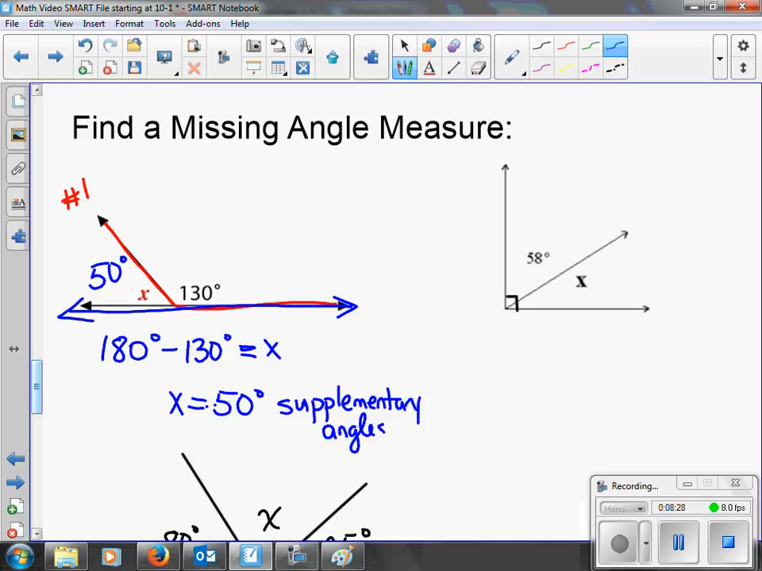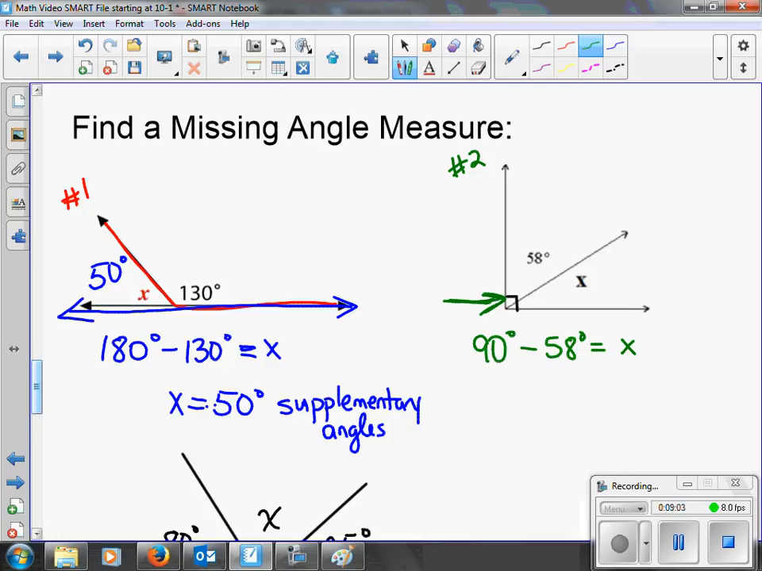Yes, you're writing everything down. Okay, this one here, number 2. Now, since I see a huge important indicator, this whole angle added up is going to have to equal what? That little indicator tells me that both those angles together better equal 90 degrees. So to find out what x is, I have to do 90 degrees minus 58 degrees, and it'll give me x.